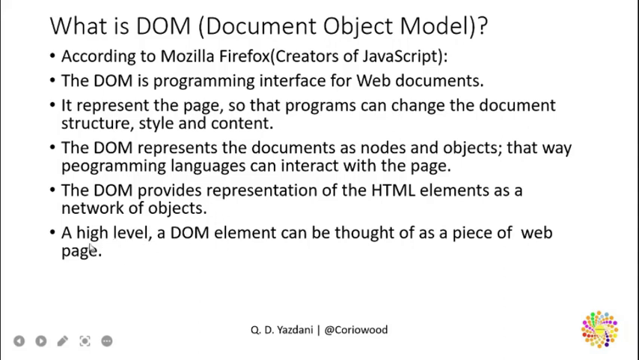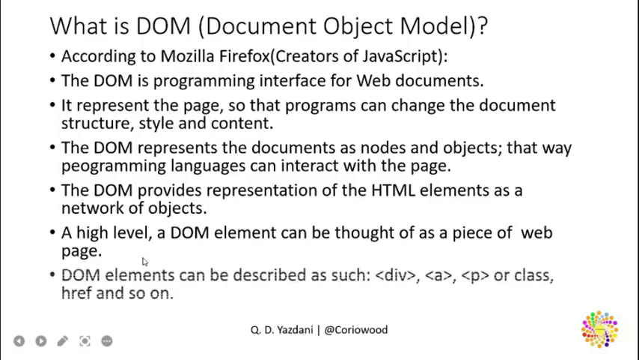The DOM is a high-level concept. DOM elements can be thought of as pieces of a web page. So the DOM elements can be described as a div, anchor tag, p tag, class, href, and so on. As I said to you before, the DOM elements can be described as anything you are going to see inside HTML. You are very familiar with div, anchor tag, p tag, class, href, and so on. Whatever you see inside the HTML is the DOM, our document object model.